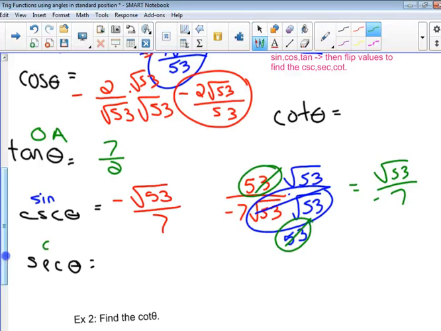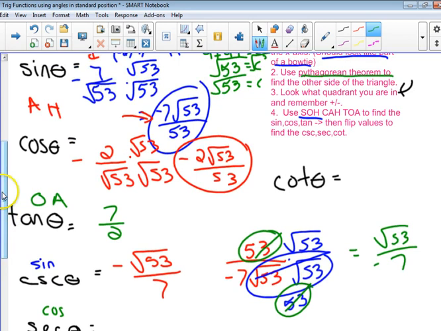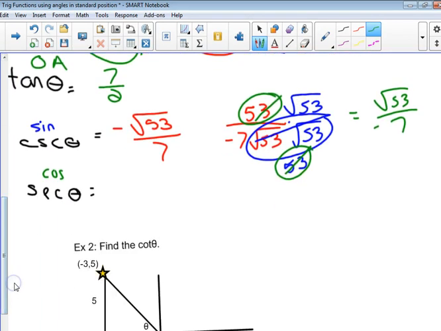Which one did you flip? The cosine. Good. So let's go back to cos. This is the same thing. Use the easy one. So radical 53 over, was it 2? Yep, and this was negative.